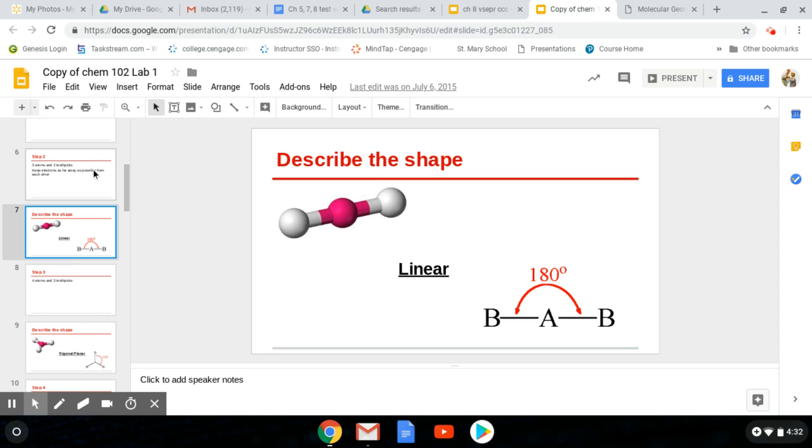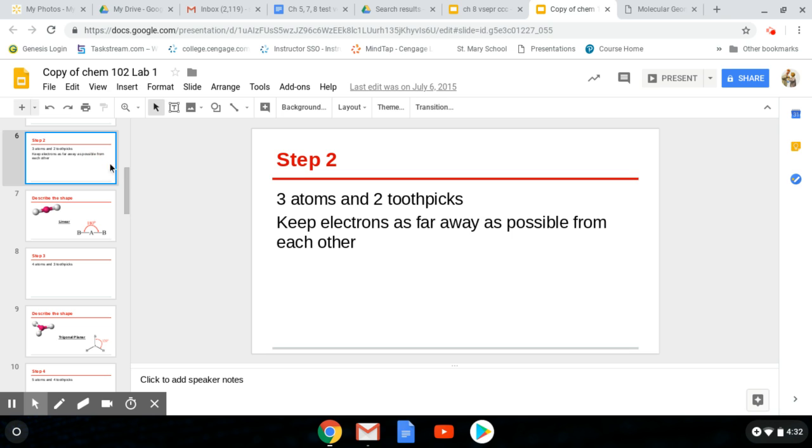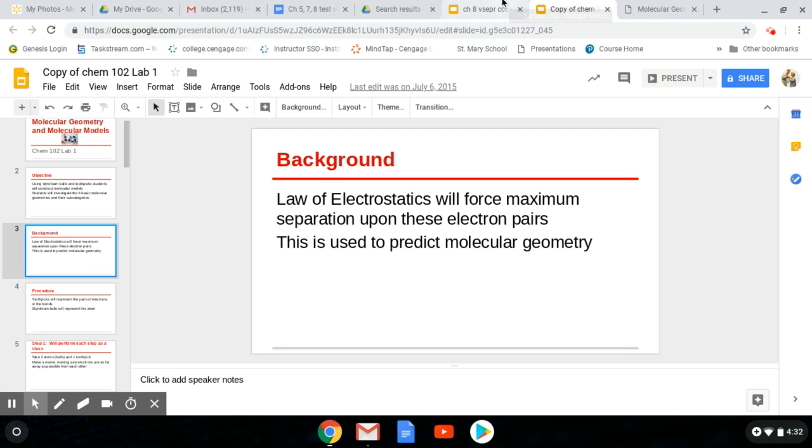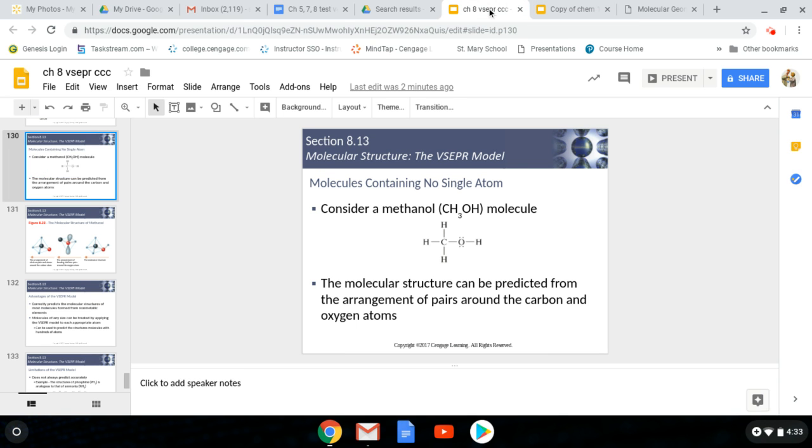For those of you at Cumberland County College taking Chem 102, this is one of the first activities that you will do, but we like to overlap it so that you have a better understanding of what is required. So don't mind what's on the screen. I'm just trying to organize where I'm going to start. So basically, because of the law of electrostatics, there's going to be maximum separation upon the electron pairs within an atom. And we use this to predict molecular geometry.